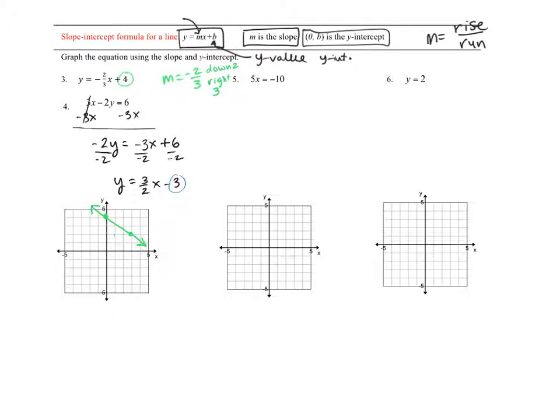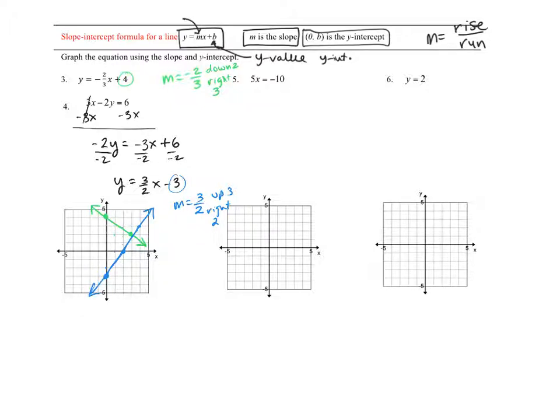Here's my y value of my y-intercept for that second line. And the slope there is 3/2, so I go up 3, and then I'm always going to go right, whatever that value is in the denominator. So from my y-intercept I go up 1, 2, 3, and then over 2. Up 1, 2, 3, over 2. And there's my next line.